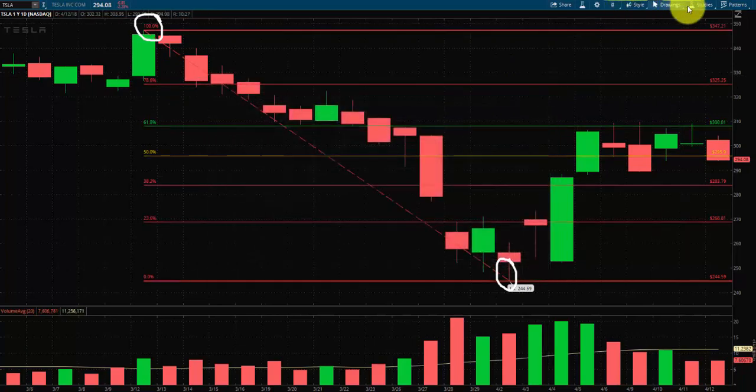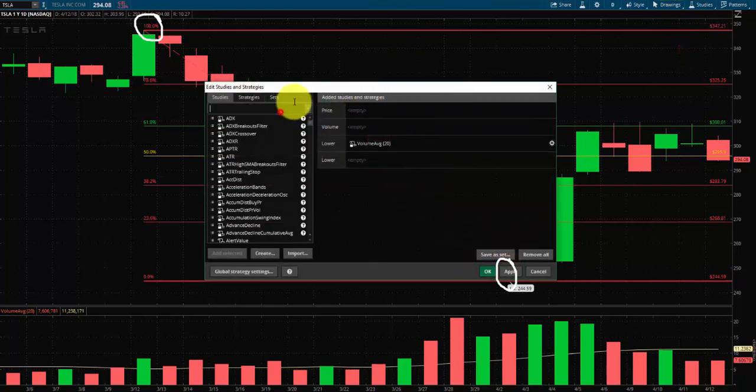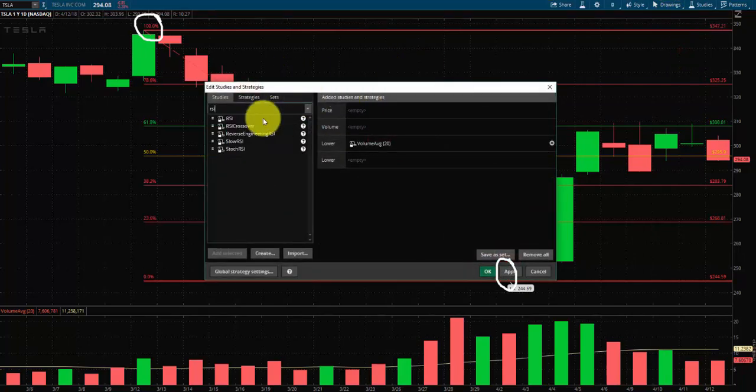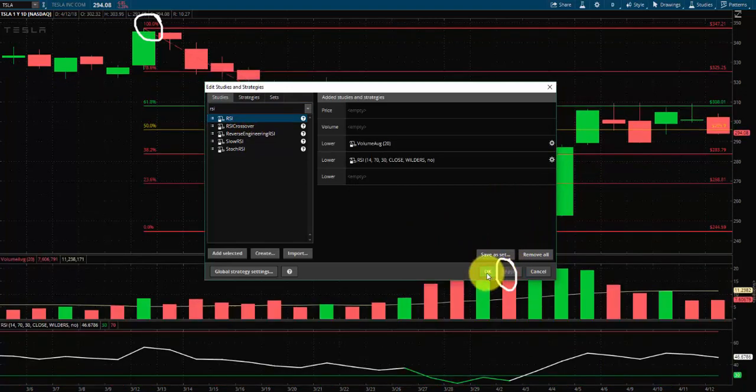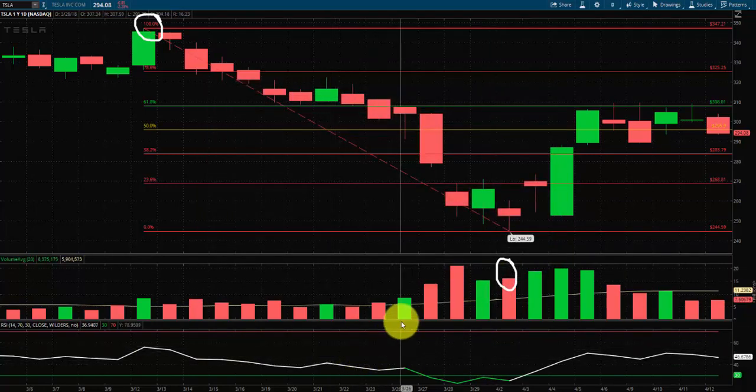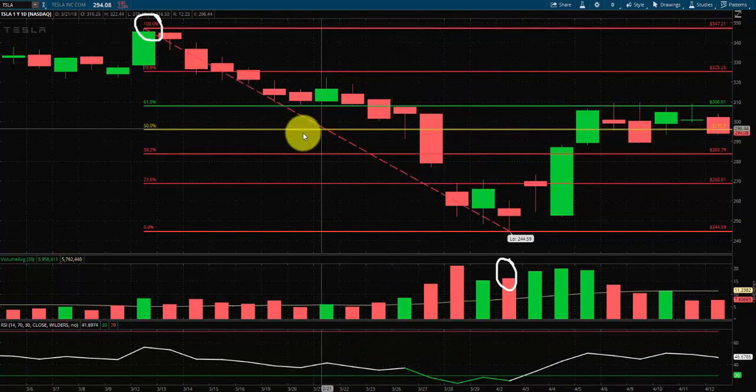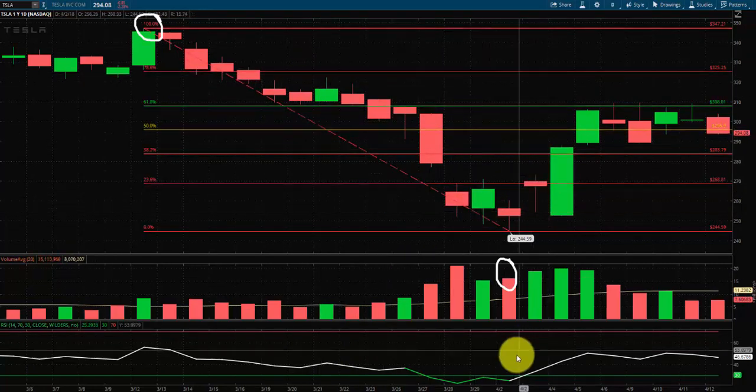To do that, for those of you who are not used to this platform, just go to Studies, Edit Studies, type in RSI into this little bar, double click, and apply it. I have default settings that look a little bit different, so yours is probably going to show up with different colors, but don't be worried, it's the same technical indicator. All we've done here is keep our fibs up and add the RSI.